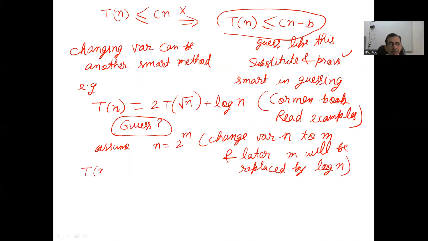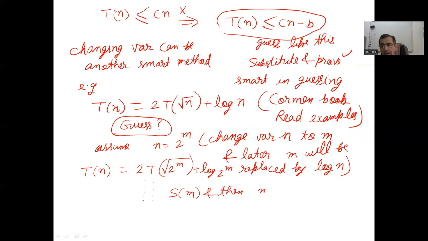So this effectively means this becomes 2T of square root of 2 raised to m, plus log of 2 raised to m. So now you can keep on solving. You can easily see that once you solve it, you will be able to mathematically prove this. Later, you will have some relation in terms of S of m, and later you will solve and replace m with log of n.